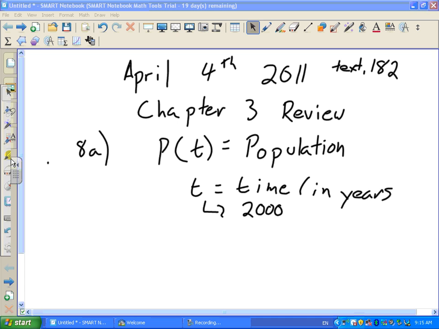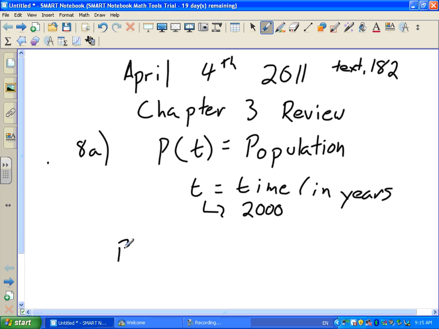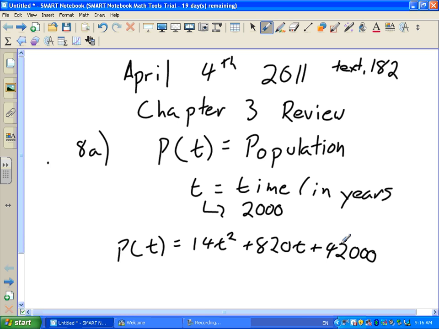They've also modeled the population of the city with this equation. It says P at T is equal to 14T squared plus 820T and 42,000. Okay, so I'll read the question. Population of a city, P at T, is given by the function P at T. Here's our function, 42,000. Given by that function where T is time in years. Note that T equals 0 corresponds to the year 2000.